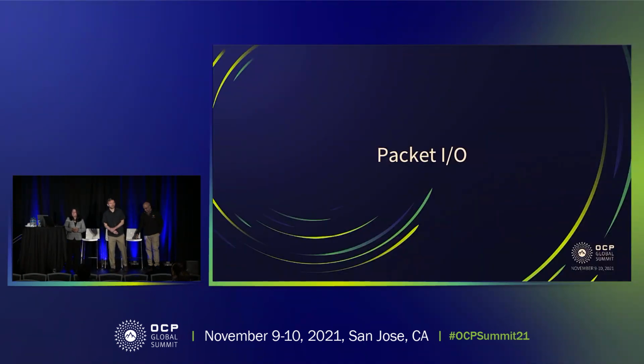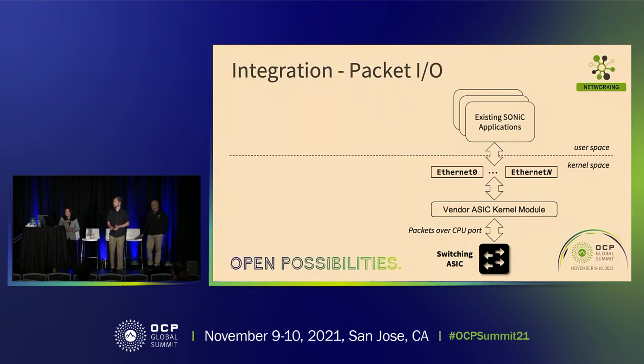Let's talk a little bit about packet I/O. Sonic today supports packet I/O through Linux network devices or NetDevs that are present in the system and brought up when interfaces come up in Sonic. So these are the Ethernet 0, 4, 8, et cetera interfaces that you'll see today. And when an application sends packets to this NetDev, it's transmitted out the associated front panel port. When packets are received and punted via ACL rules, they're received via these interfaces.